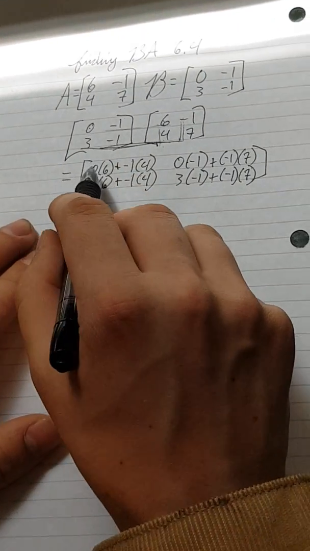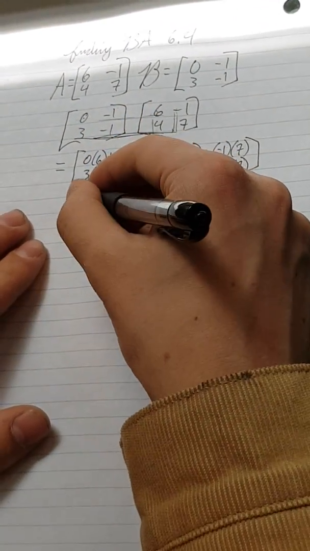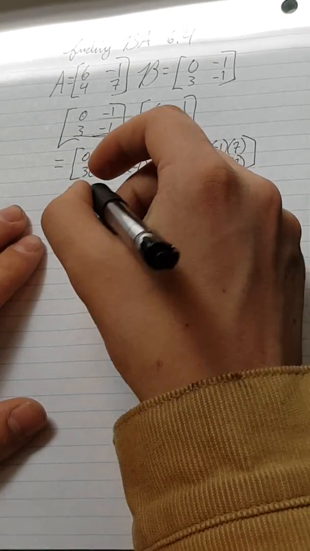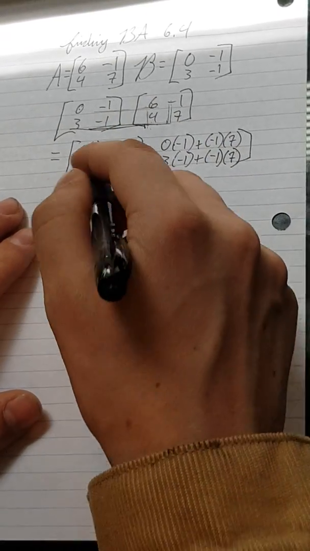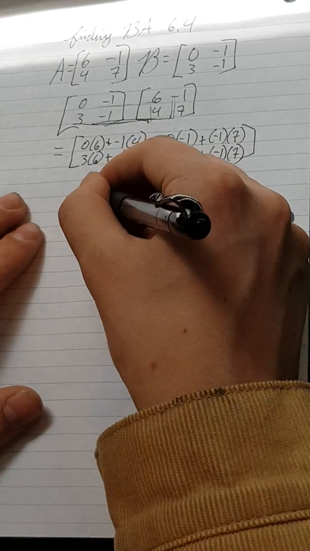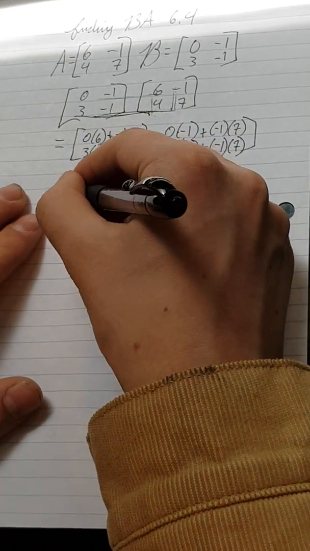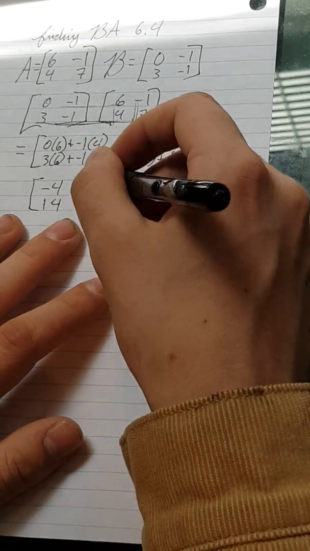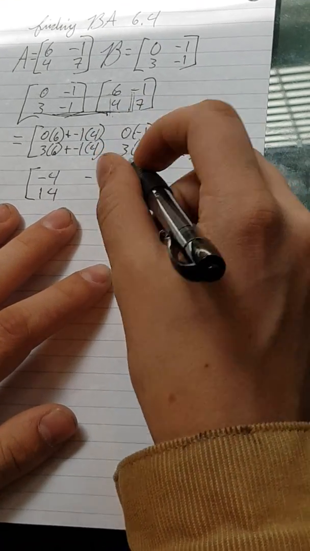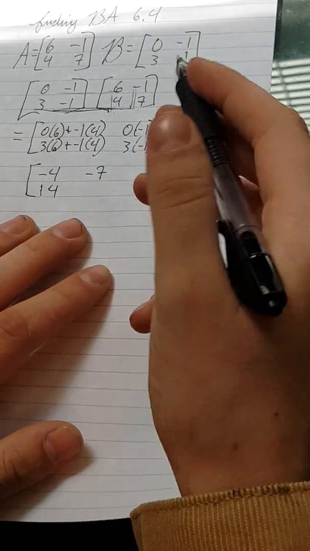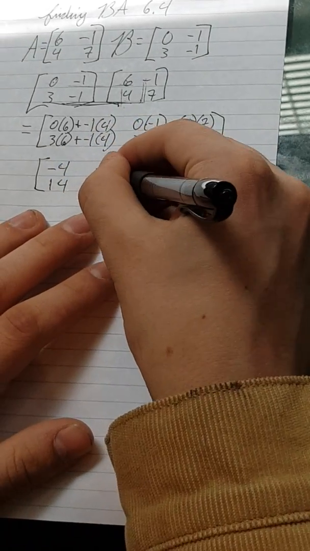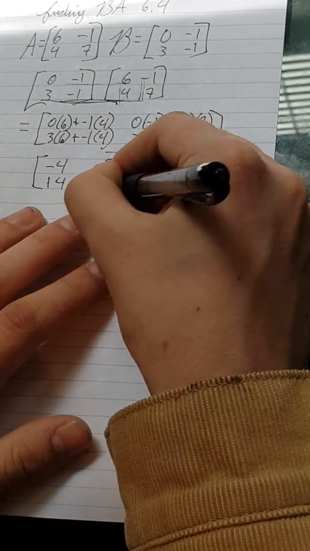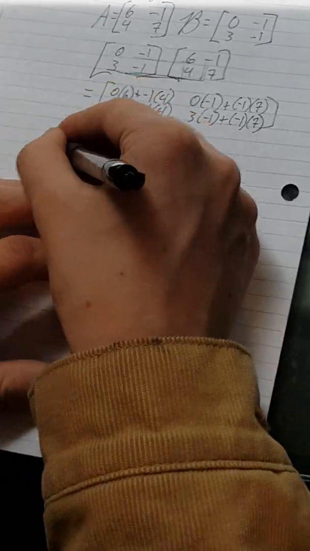So this is going to equal 0 plus -4, which is going to be -4. And down here, 18 plus -4, which is going to be 14. Right? And then 0 plus -7, -7. -3 plus -7 is going to be -10. And that is going to be our final answer.